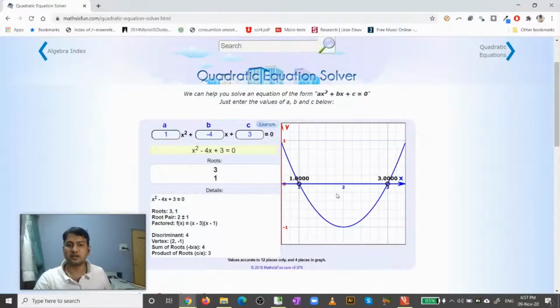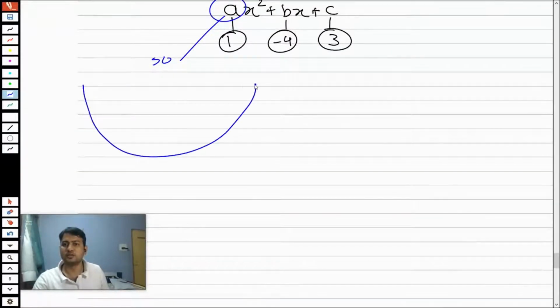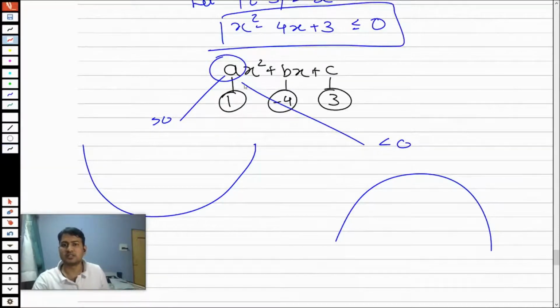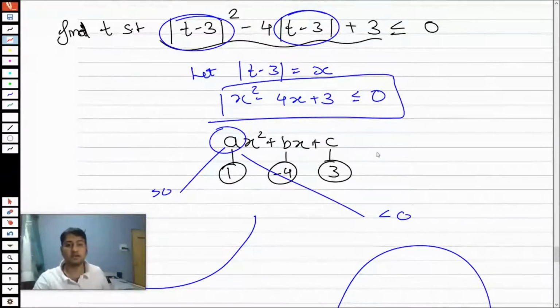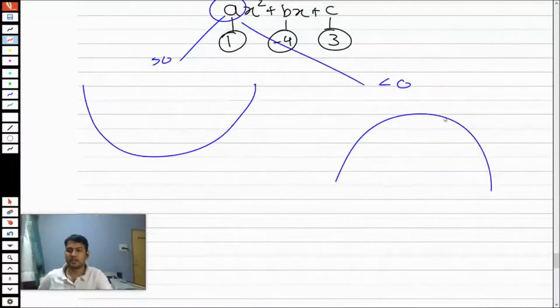This is the general formula of a quadratic. So what does a quadratic look like? Whenever this a is positive, the quadratic basically looks like a U, and whenever this a is negative, the quadratic looks like a negative U. Now where the x and y axes would be depends on what the values of the roots are. In this case, my a is definitely positive and the roots that I obtain are 1 and 3.